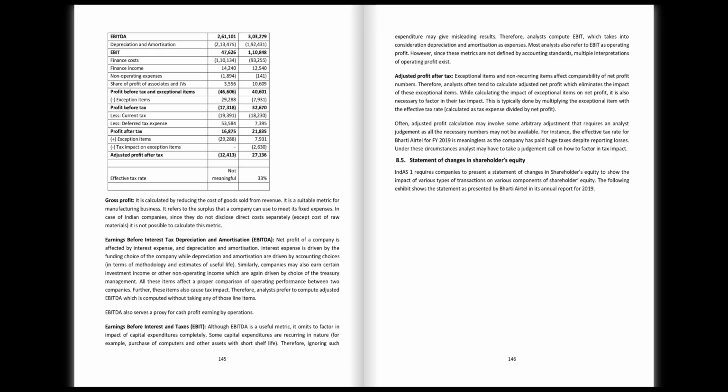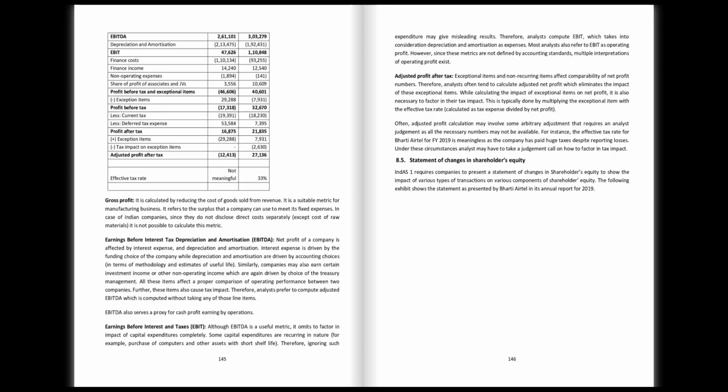Earnings before interest and taxes, EBIT. Although EBITDA is a useful metric, it omits to factor in impact of capital expenditures completely. Some capital expenditures are recurring in nature, for example, purchase of computers and other assets with short shelf life. Therefore, ignoring such expenditure may give misleading results. Therefore, analysts compute EBIT, which takes into consideration depreciation and amortization as expenses. Most analysts also refer to EBIT as operating profit. However, since these metrics are not defined by accounting standards, multiple interpretations of operating profit exist.